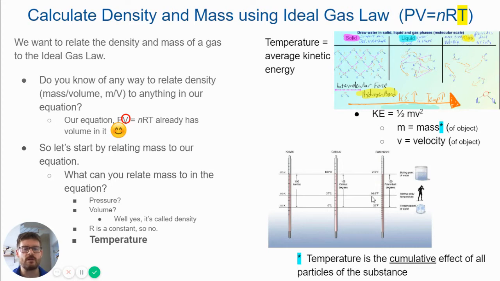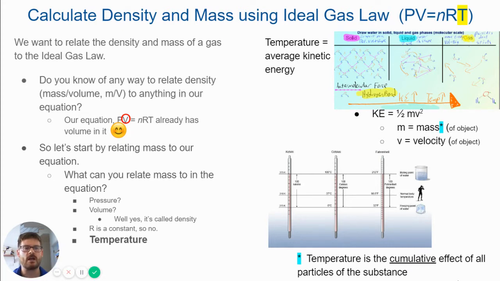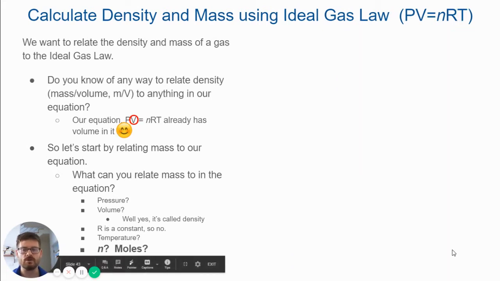But we can't use this one either because, again, temperature is a cumulative effect of all the particles in the substance. It's the average kinetic energy. So we could maybe use the kinetic energy of a single object or a single particle to relate it to mass, but not for the billions upon billions of molecules in a gas sample. So then, moles, yes. n, definitely. We can use that. It's in our equation there.